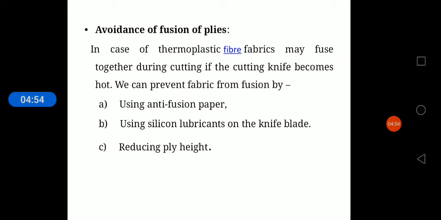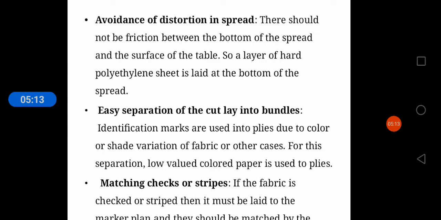Avoidance of fusion of piles. In case of thermoplastic fiber, fabrics may fuse together during cutting if the cutting knife becomes hot. We can prevent fabric from fusion by using anti-fusion paper, using silicone lubricants on the knife blade, and reducing ply height.